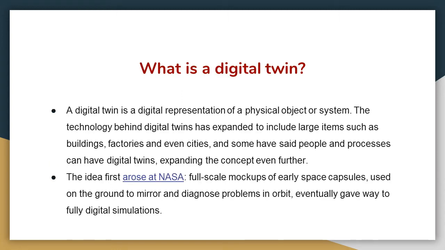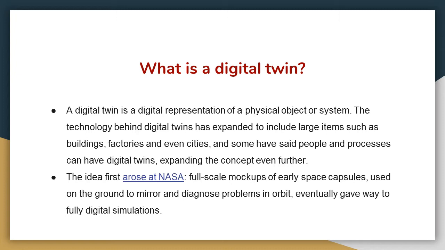Now let us understand what is a digital twin. A digital twin is a digital representation of a physical object or a system. The technology behind digital twins has expanded to include large items such as buildings, factories and even cities, and some have said people and processes can have digital twins, expanding the concept of this even further. The idea first arose at NASA.